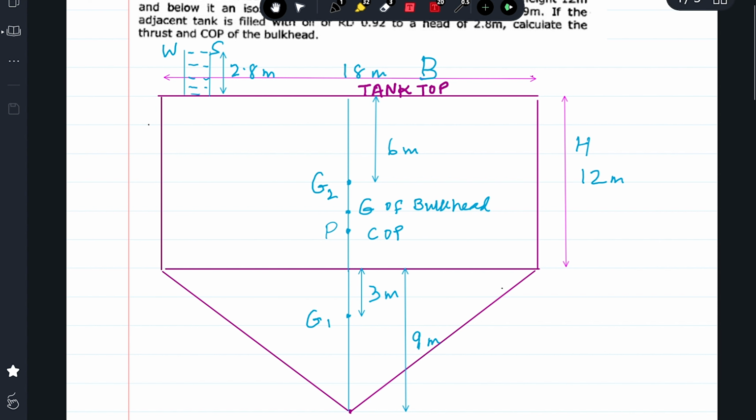There's one more question I just picked up. That's a concept clearing question. It's actually a bulkhead in the form of a triangle, an inverted triangle with apex downward.